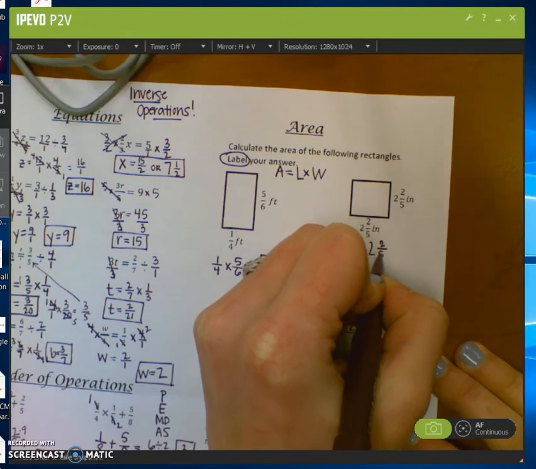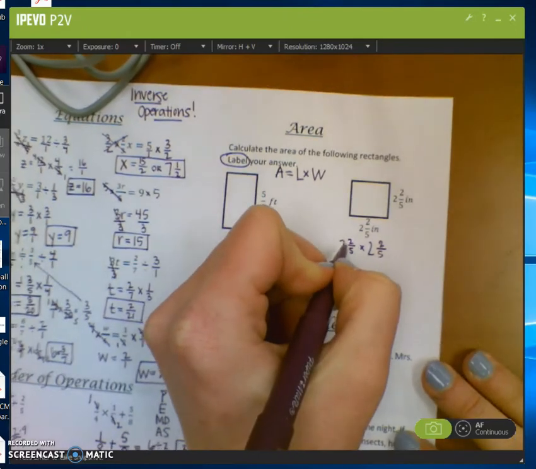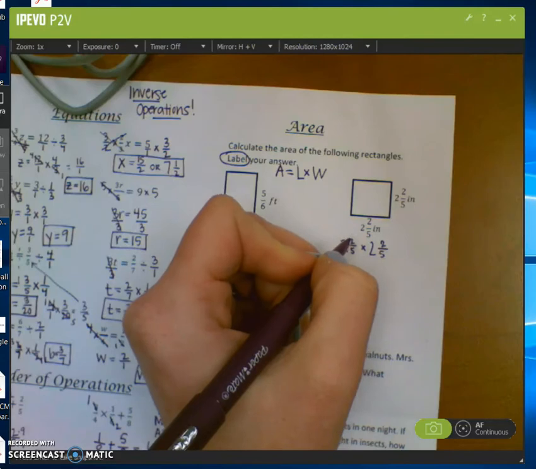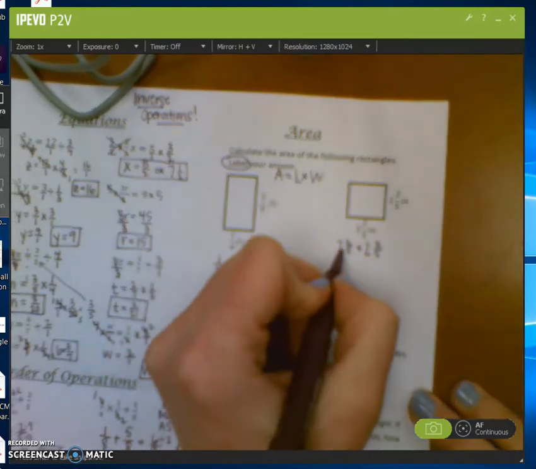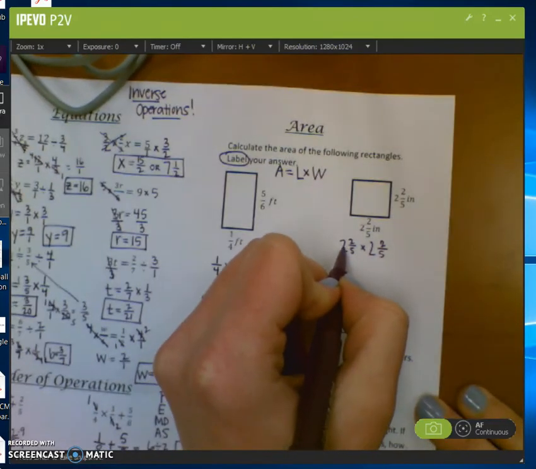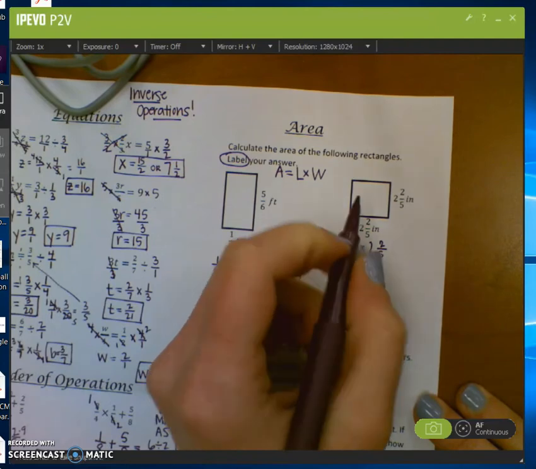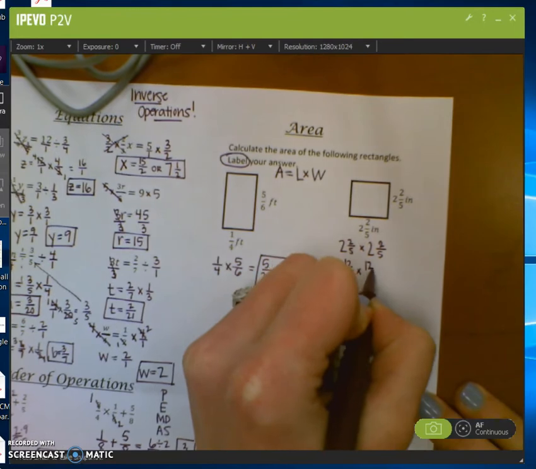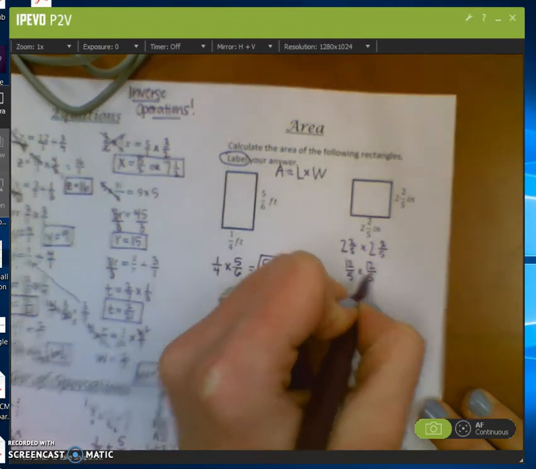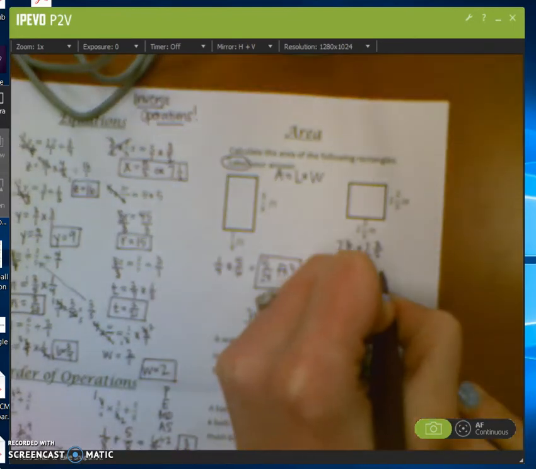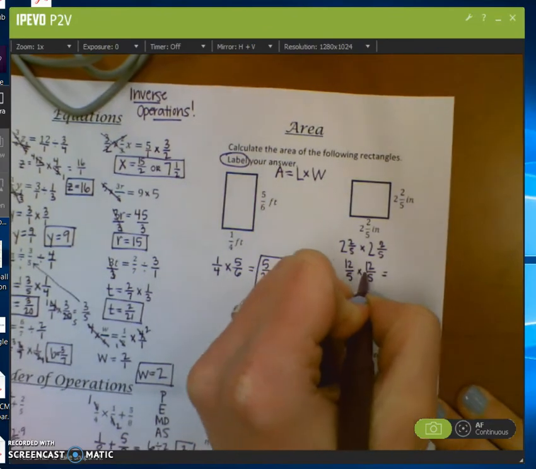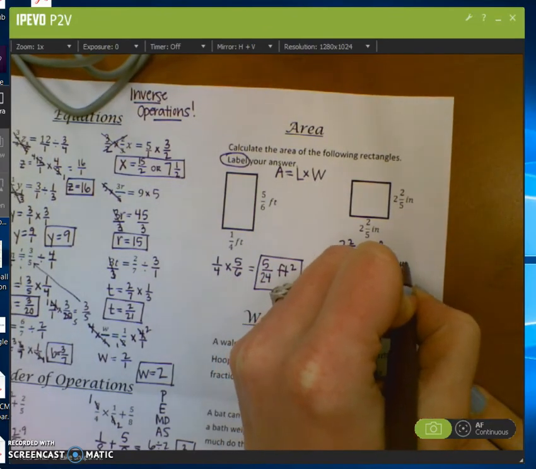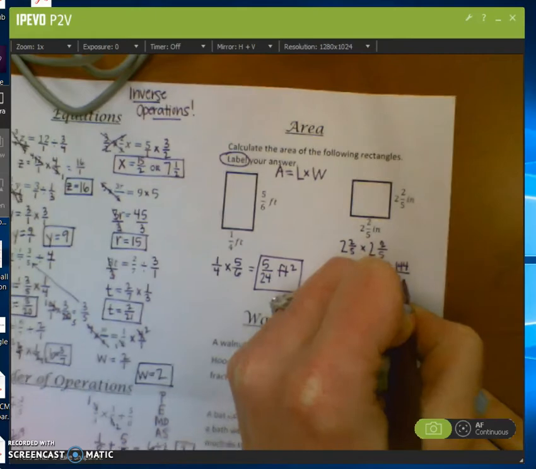That's a square. Now, before I can multiply these fractions, I need to convert mixed numbers to improper fractions. So 2 times 5 is 10, plus 2 is 12 over 5, times, this is the same length, 12 over 5. I can't cross reduce 12 and 5, so I'm just going to have to come straight across. 12 times 12 is 144, and 5 times 5 is 25.